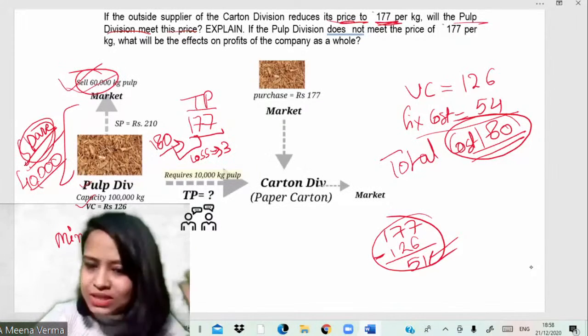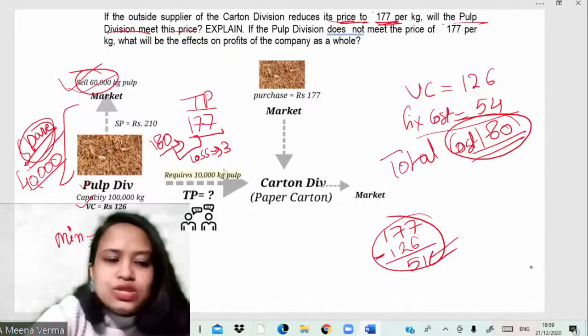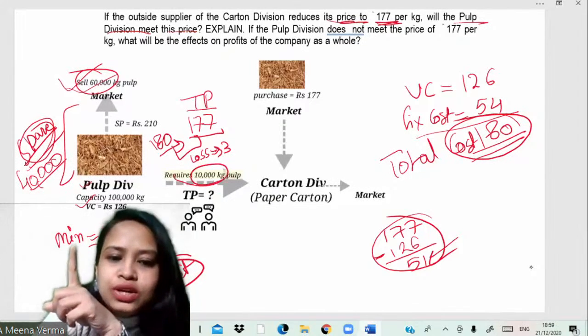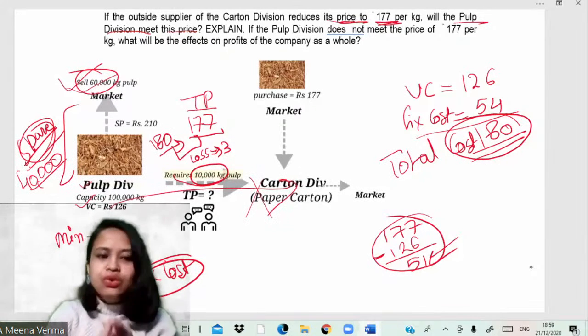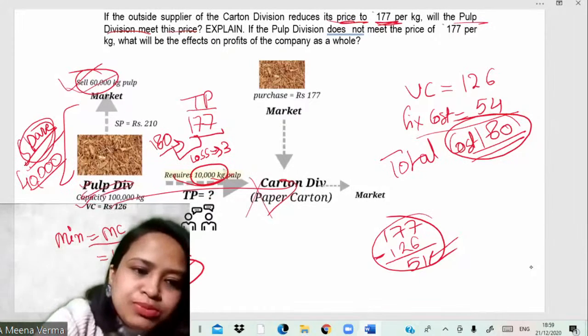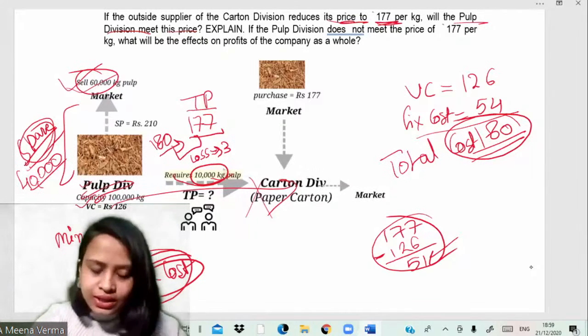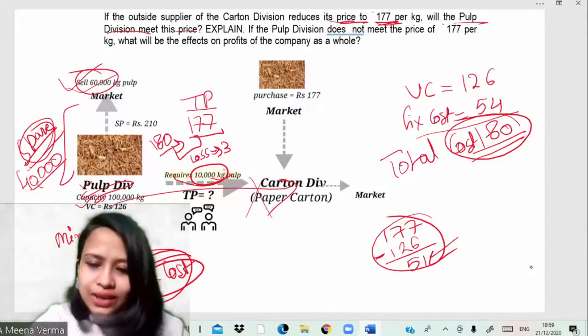So you can sell a maximum of 60,000 units in the external market. The fixed cost you are incurring, whether you sell these 10,000 units to the carton division or not, this pulp division will have to incur this fixed cost. It is irrelevant. This fixed cost is not relevant for taking the decision.